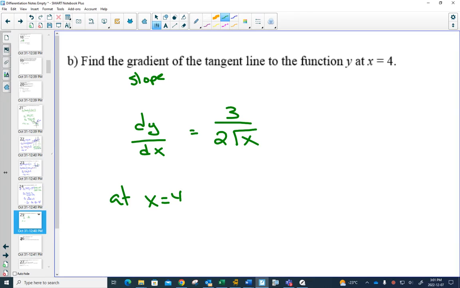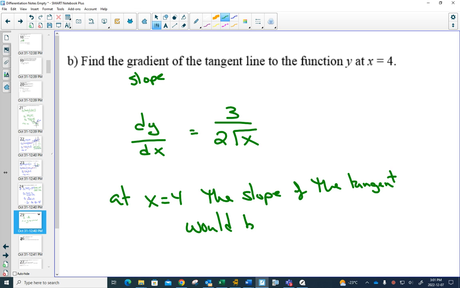At x equals 4, the slope of the tangent would be 3/4. I just plugged in 4, the square root of 4 is 2, on the bottom 2 times 2 is 4, and that would be the value.